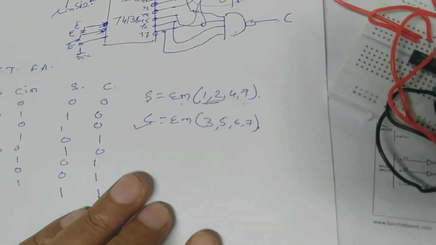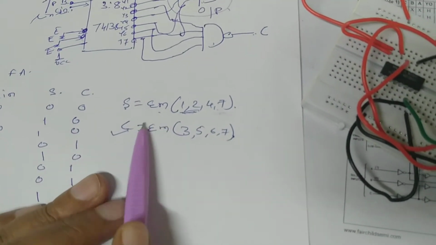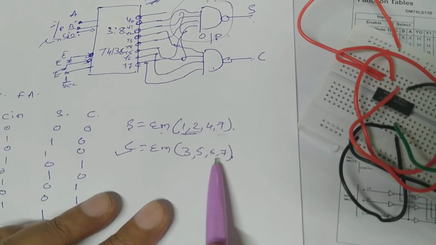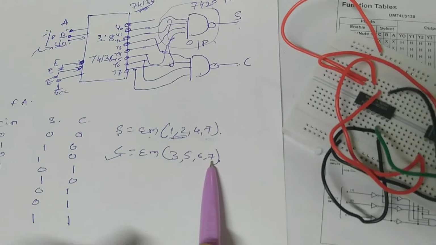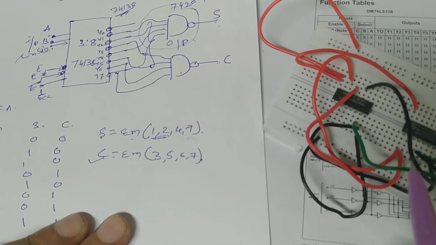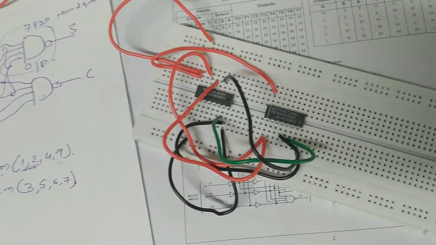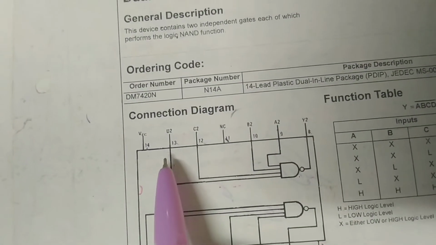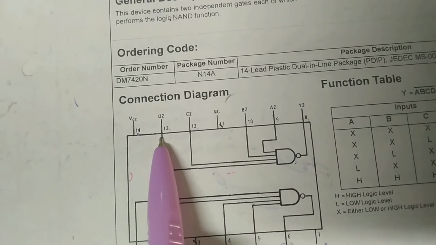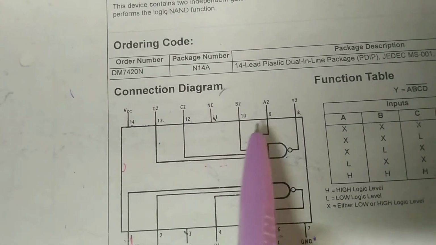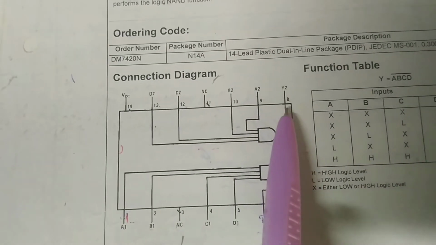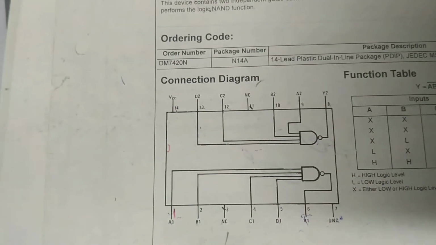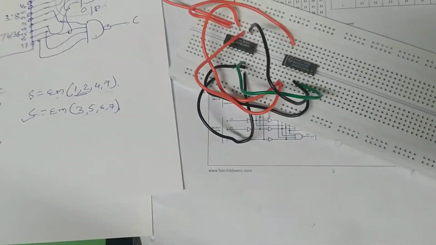Okay, so here we have to make the connections for the carry. For the carry, we have to connect the outputs 3, 5, 6, 7 of this decoder IC to the next inputs of the NAND gate. The next inputs of the NAND gate are at pins 13, 12, 10 and 9, and pin 8 is the output. So we will make the connections accordingly.